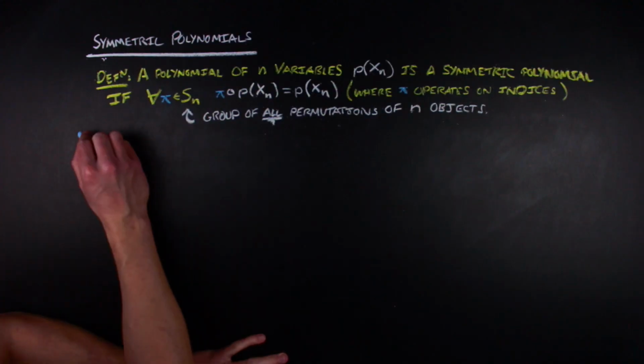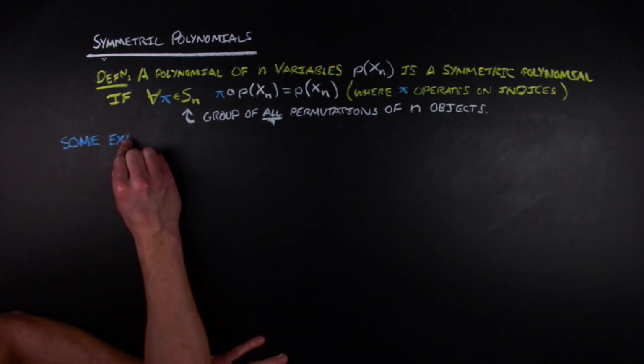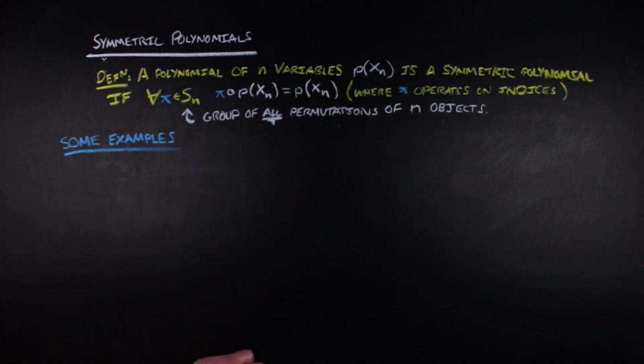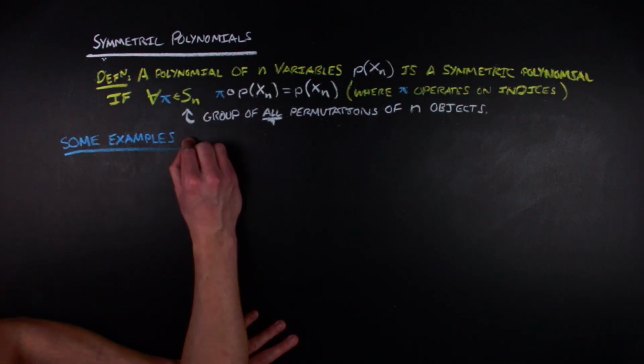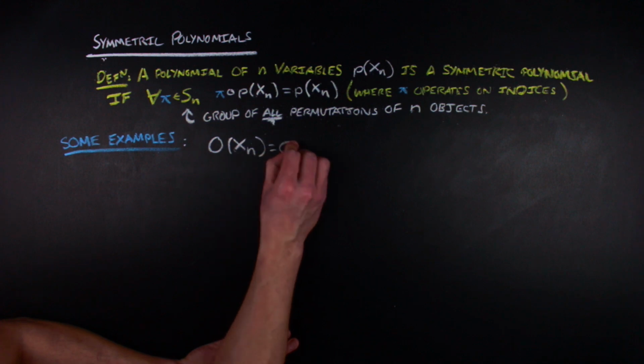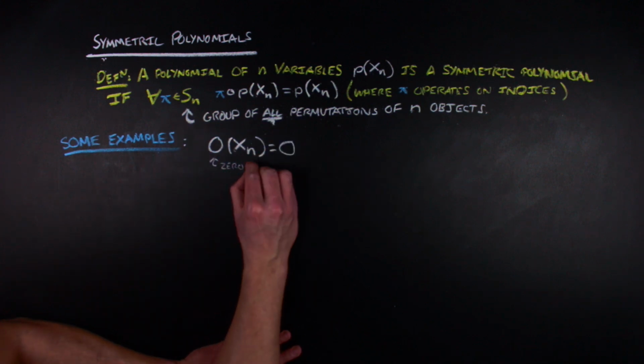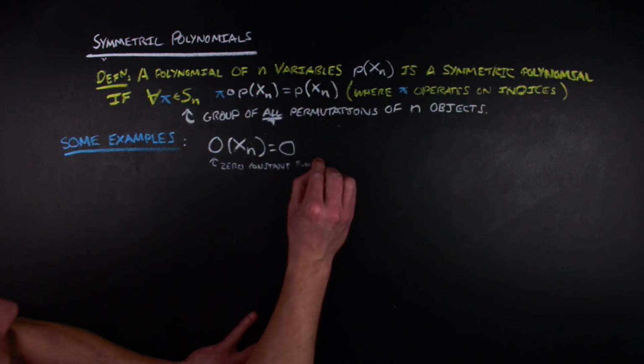Some examples of symmetric polynomials actually come out of the woodwork pretty quickly. And before I get into those easier cases, I'm going to go to the ones that are more so vacuous and you might not think of initially. So the first one of those examples that might elude you just because you're focused on the number of variables in play is actually the zero function. So I'll just write it as zero of big X sub n, and that's going to equal zero for any input.